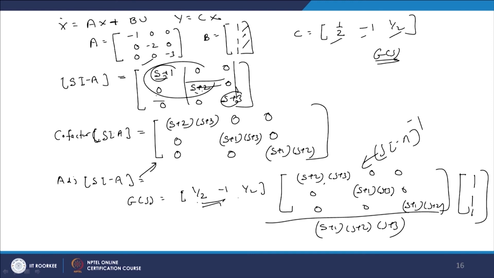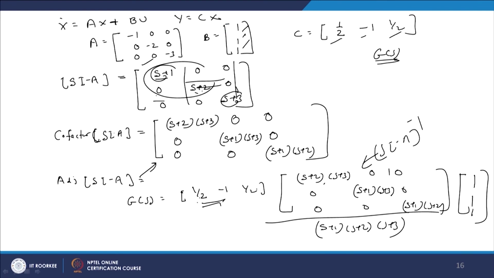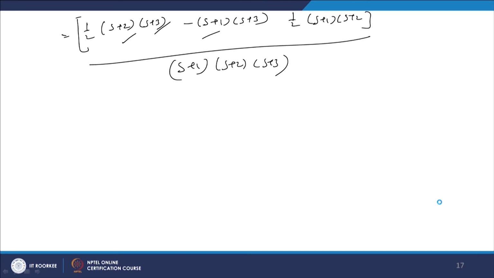Then about this, we multiplied by this one, so the first element is 0, 0, and the remaining is minus of S plus 1, S plus 3. So you see here minus of S plus 3. And here 1 by 2, minus 1, 1 by 2 is multiplied by these elements: 1 by 2 multiplied by 0, 0, minus 1 multiplied by 0, 0, and 1 by 2 multiplied by S plus 1, S plus 2, we get it like this, over S plus 1, S plus 2, S plus 3.